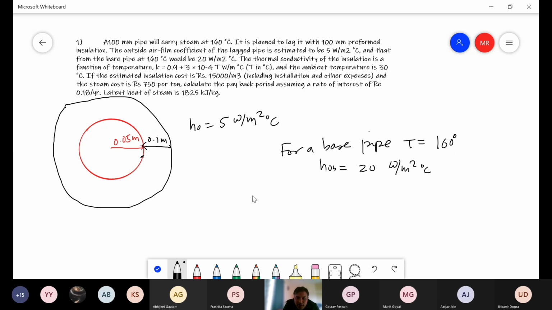Again, the thermal conductivity of the insulation is given as 0.9 plus 3 into 10 raised to the power minus 4 T, watt per meter degree Celsius, where T is in degrees Celsius. So this is what is given. Ambient temperature outside, TA, is given as 30 degrees Celsius.